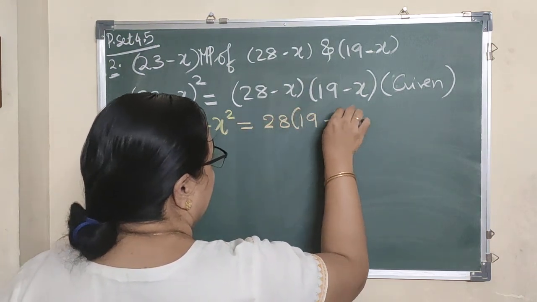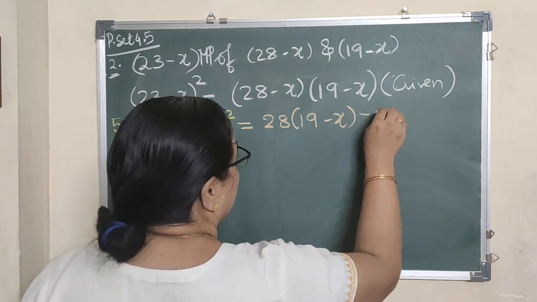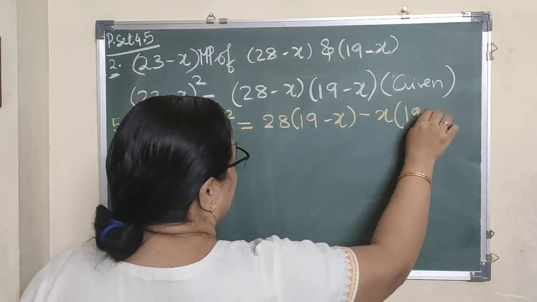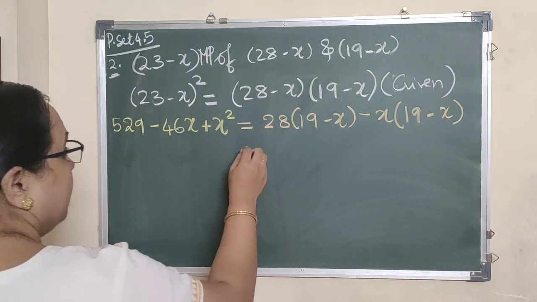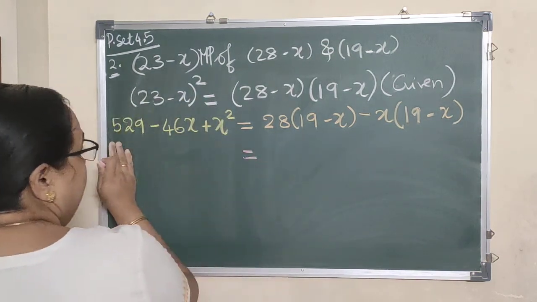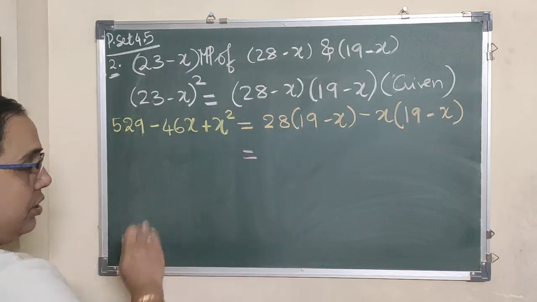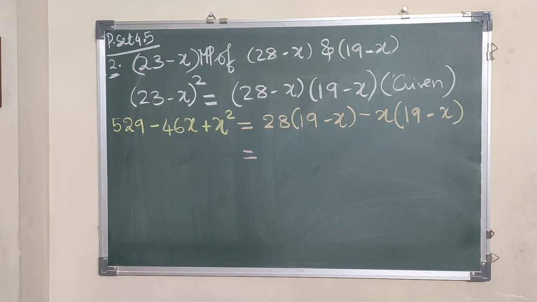28 bracket 19 minus x, minus x into 19 minus x. So what you get here is this remains as it is. There is no change here. Let us write the right hand side terms.